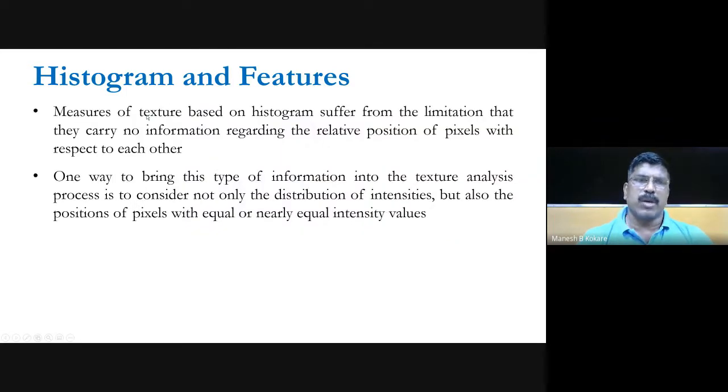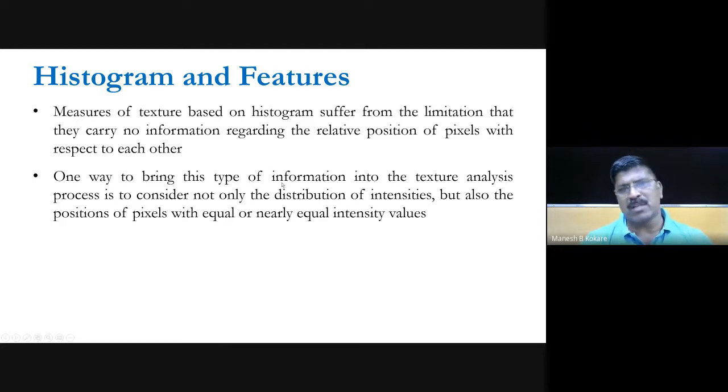Histogram features, like the measures of texture based on the histogram, suffer from the limitation that they carry no information regarding the relative position of the pixels, because you are considering the entire image, and then you are losing the relative information about the pixels with respect to each other. So one way to bring this type of information into the texture analysis process is to consider not only the distribution of intensities but also the position of the pixel. Here you are considering only the intensities, not where the location of that intensity is. But to get meaningful textural features, you have to consider that also, meaning intensity as well as its location.